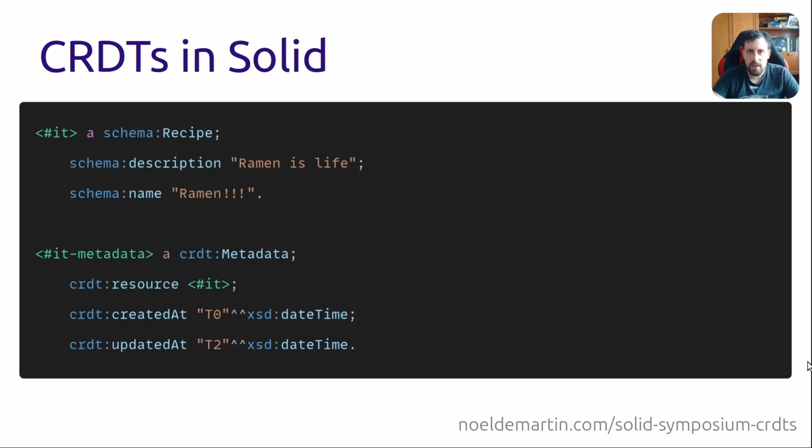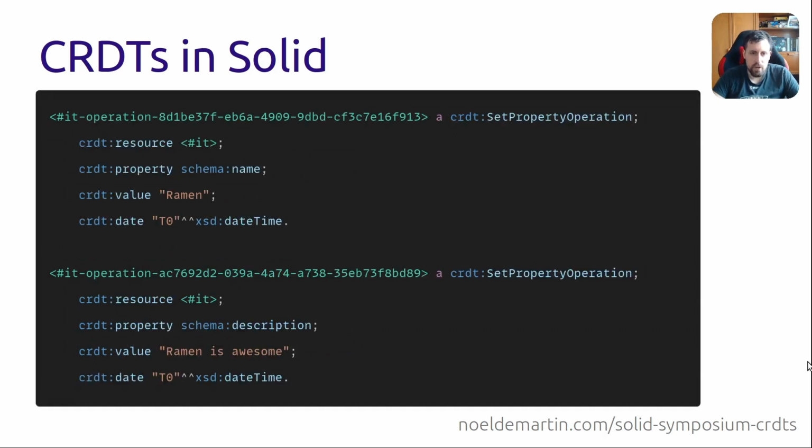Let's take a look at the exact RDF that is generated in this situation. First of all, as I mentioned, the recipe itself should be interoperable with other applications, so it's using the schema.org ontology. Then we have some metadata using the CRDT ontology for the synchronization. Here we have some of the operations. In this case, these are the operations that were created when the recipe was created the first time. This is important to keep in mind. You also need the data from the initial state, not just the state created when you edit the data.